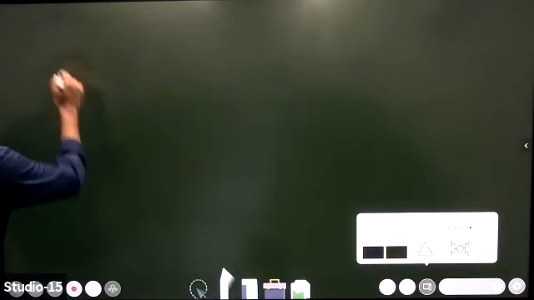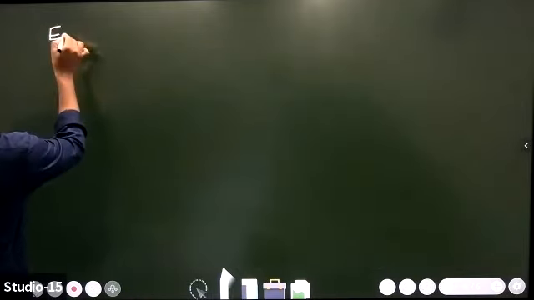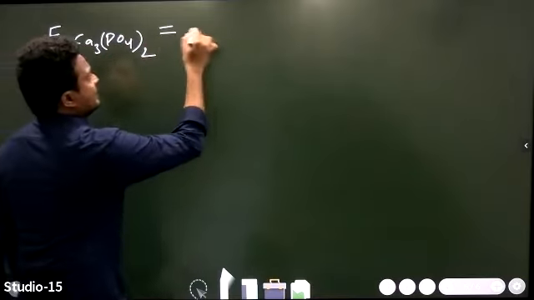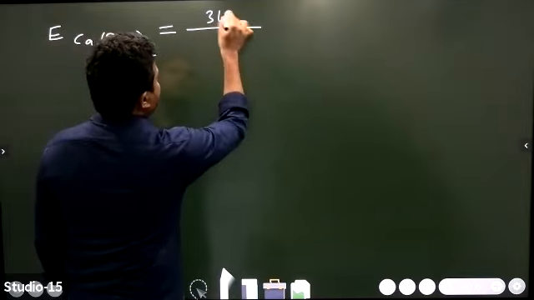Next one. Calculate equivalent weight of calcium phosphate. Formula of calcium phosphate: Ca3(PO4)2. Molecular weight of calcium phosphate, that is 310 grams.